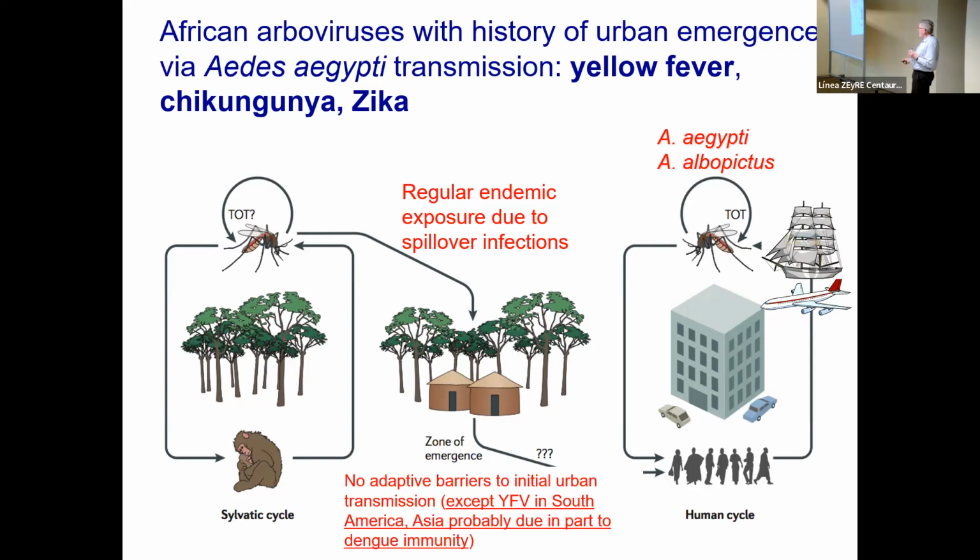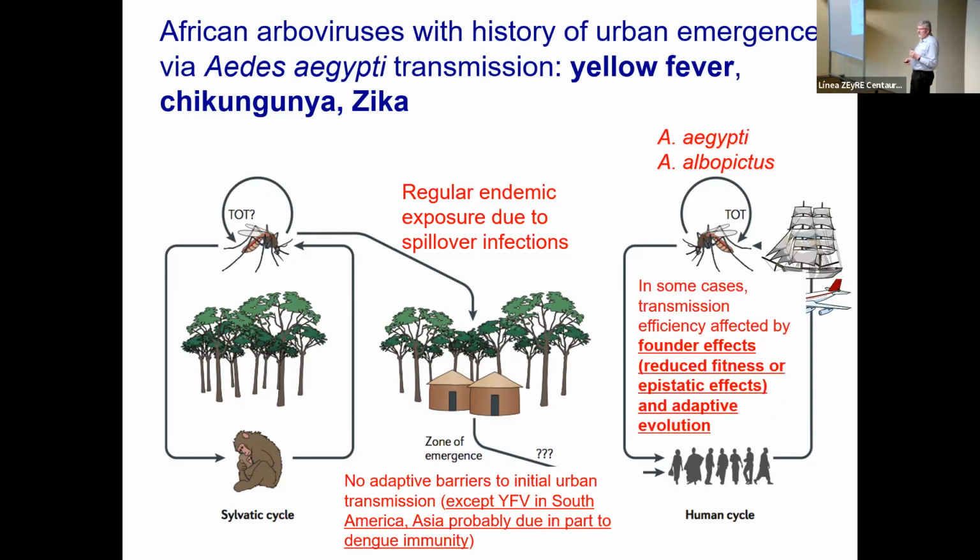And we have nice evidence from a student of mine working on this issue that a lot of this is due to cross-protective flavivirus immunity, principally by dengue, but also by Zika now. I'd be happy to talk to you more about that, but I don't have time in the presentation. In some cases, once the viruses enter this cycle, there can be founder effects that limit how efficient this cycle is. In the case of the Asian strains, for example, it also affects fitness and virulence.